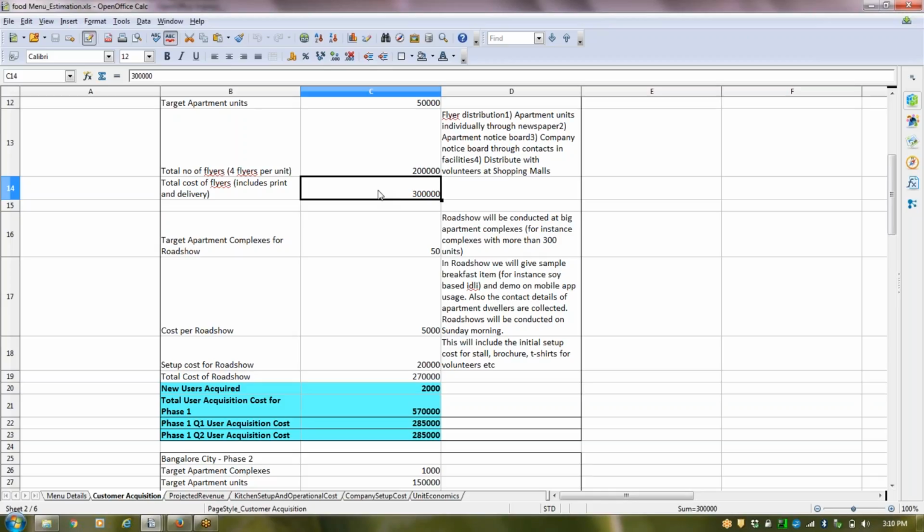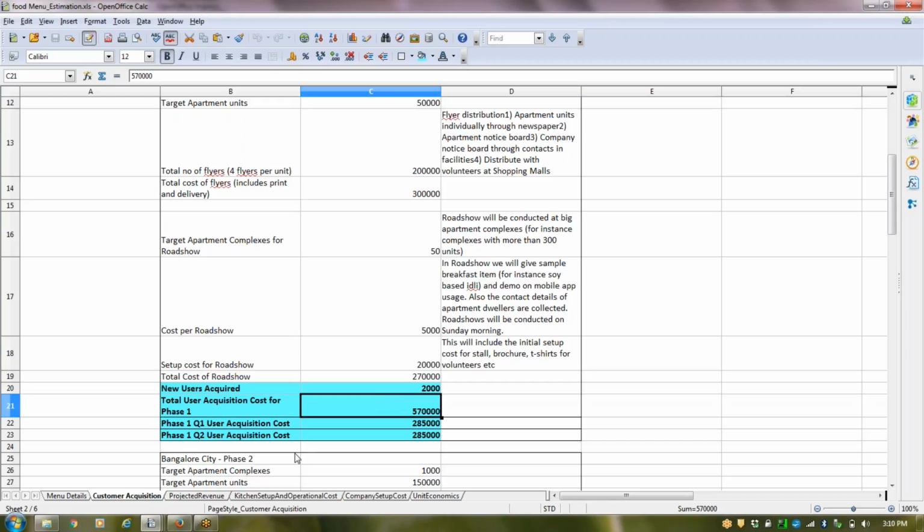So in phase 1, the strategy was to print and deliver the flyers, that is small notices, A4 or A5 sized sheet printed with the information on the breakfast delivery service and what all menu items are there, what is the cost of these items, etc., with the mobile number or contact number and web address. So all these details would be there in the flyer. So the cost of printing and delivering that flyer plus cost of performing the roadshow, it came to 5,70,000.